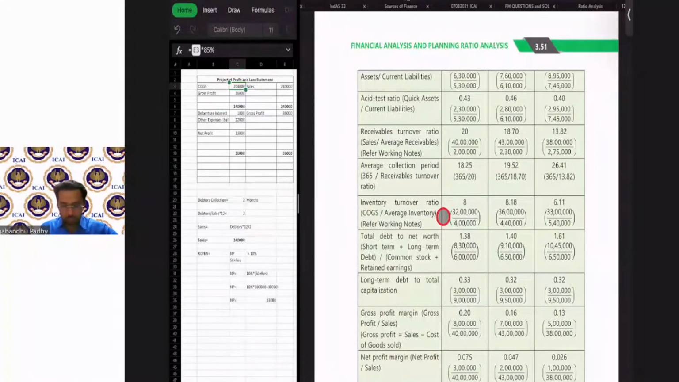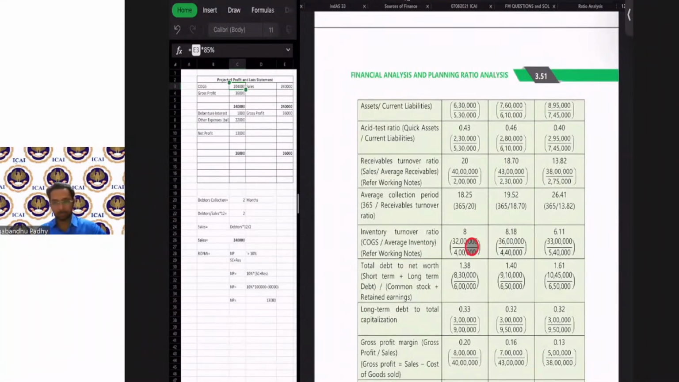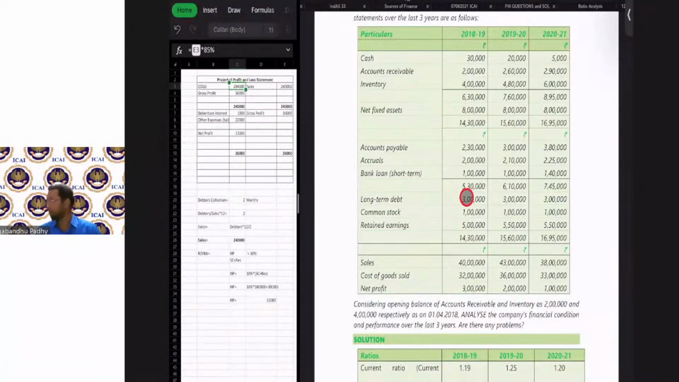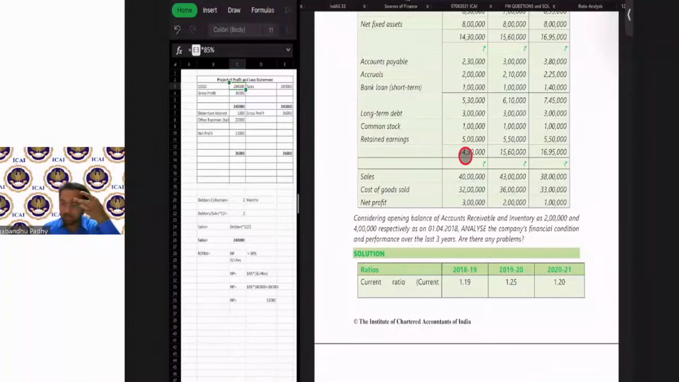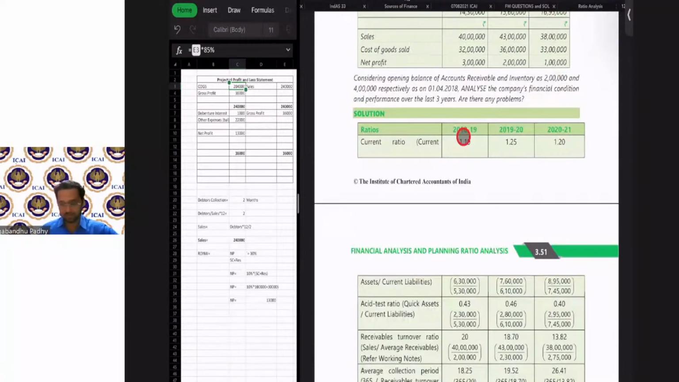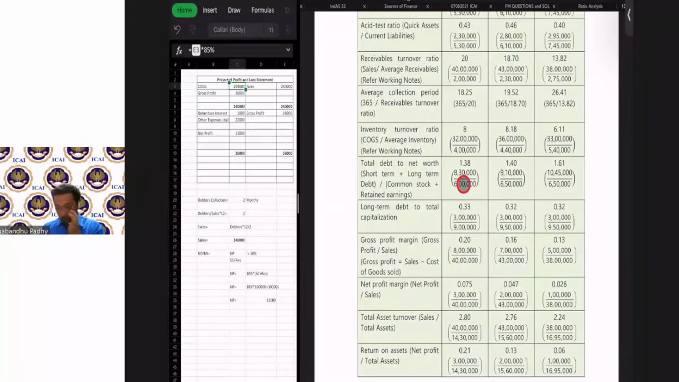But when you say total debt here, it should be total liabilities basically. So that's 5 lakh 30 plus 3 lakh, which totals 8 lakh 30. Okay, 8 lakh 30 divided by net worth for total debt to net worth. Net worth is basically the common stock and retained earnings, which is 1 plus 5, 6 lakh in the denominator, and the total of liabilities in the numerator. Short-term borrowings and long-term borrowings, including the creditors, is what we have considered. That's actually not total debt. That's total liabilities.